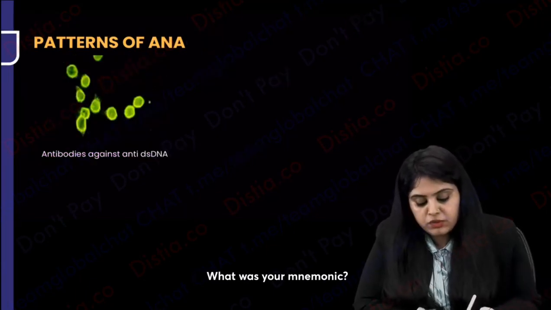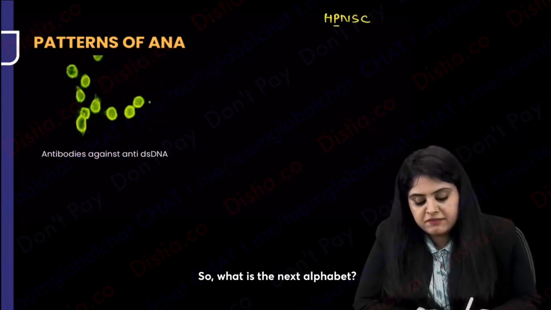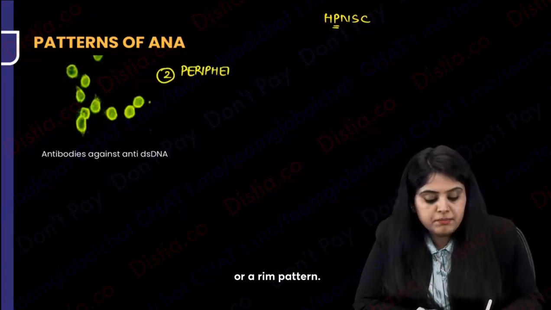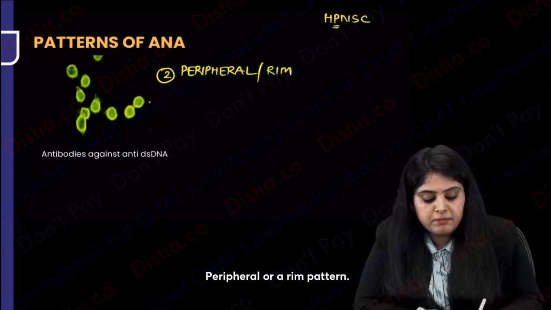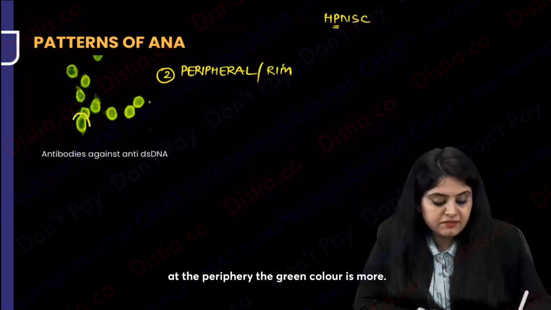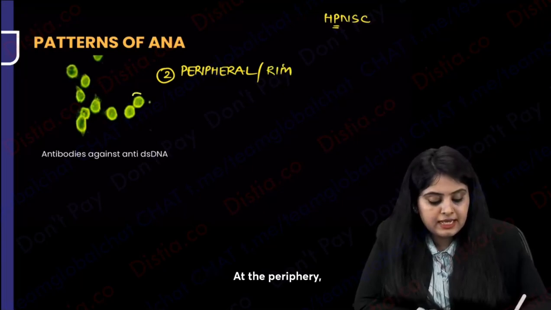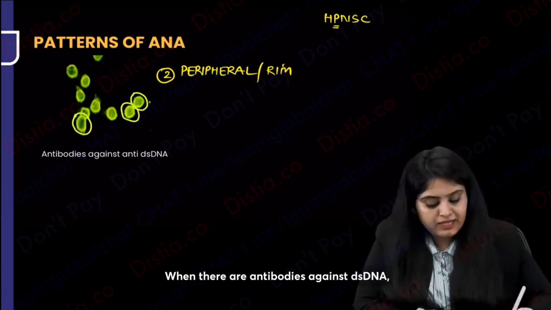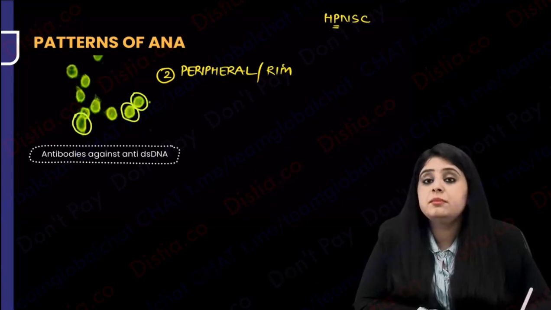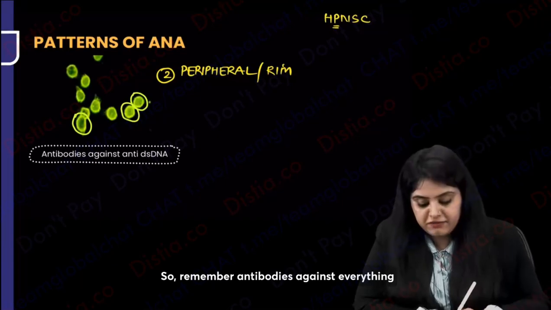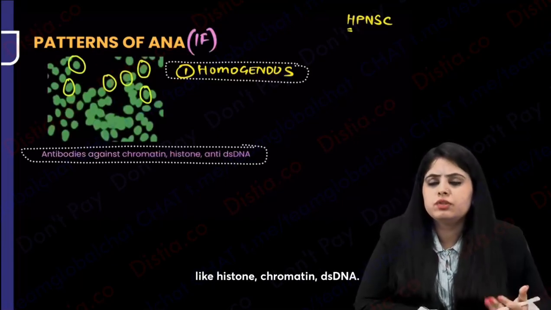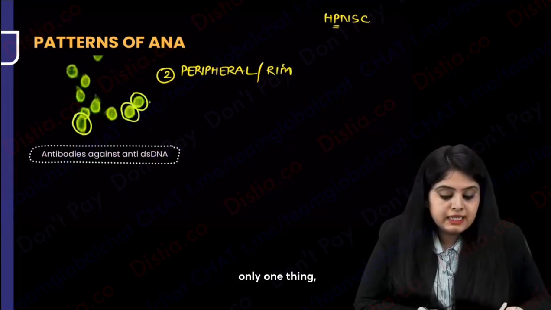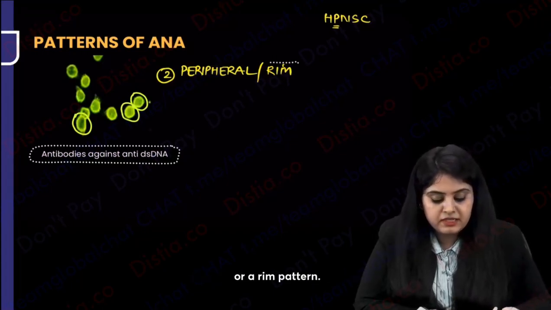Let's look at the next pattern. What was your mnemonic? You were going by HAPPENS. So what is the next alphabet? You have P for peripheral. So the second pattern is a peripheral or rim pattern. If you look at it very carefully, at the periphery the green color is more. Can you appreciate that? When does this happen? When there are antibodies against dsDNA, double-stranded DNA. Remember, antibodies against everything, like histone, chromatin, dsDNA, make it homogeneous. But if it is only against dsDNA, only one thing, then it gives me a peripheral or rim pattern.